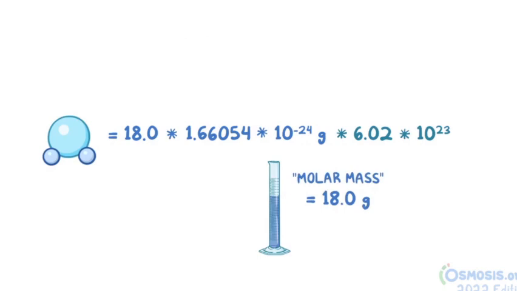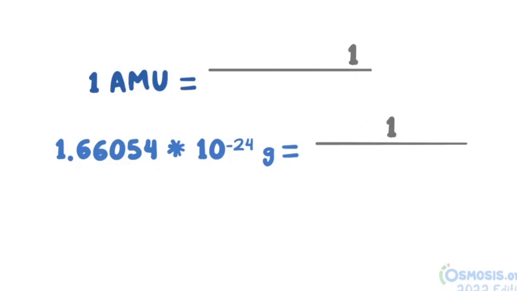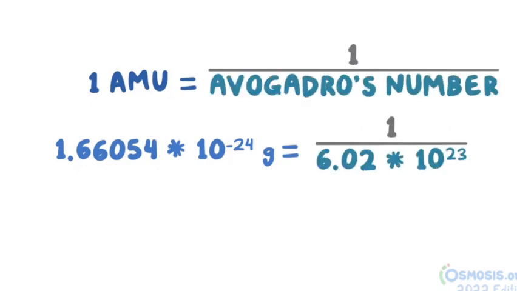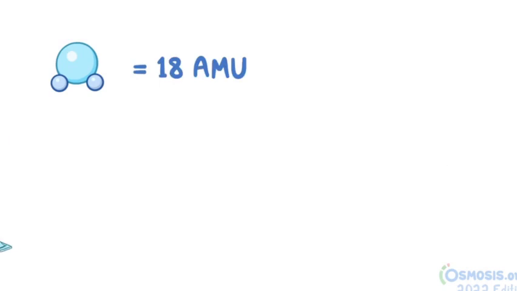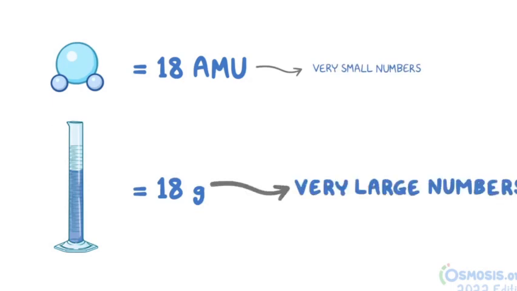Now, the reason the calculation results in a nice whole number is that 1 atomic mass unit, 1.66054 times 10 raised to the negative 24 grams, is actually defined as 1 divided by Avogadro's number in grams. It is important to keep track of terminology here. A single molecule of water has a mass of around 18 AMU. An entire mole of water molecules will have a mass of around 18 grams. So we use atomic mass units when dealing with very small numbers, like the mass of a single water molecule, and we use moles when dealing with very large numbers, like the number of molecules in 18 grams of water.